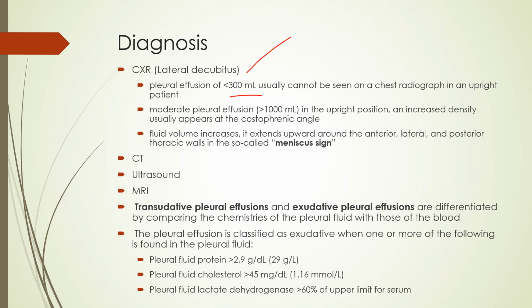But moderate pleural effusion, usually around 1 liter or so in the upright position, they'll see increased density at the CP angle. So if you're seeing the CP angle, right, if you're seeing the arch start to be flattened out a little bit, that's a sign that they might have at least 1 liter of fluid, whether it's blood or free fluid in there. As the volume increases, it's going to go up and create a meniscus sign.